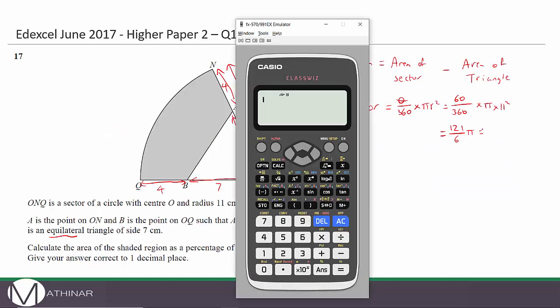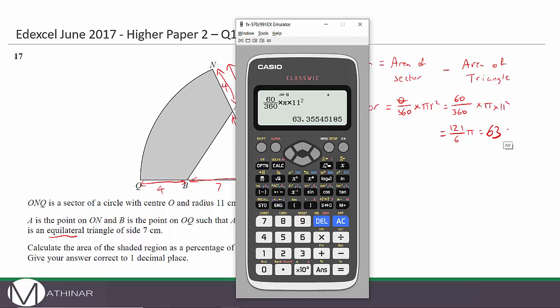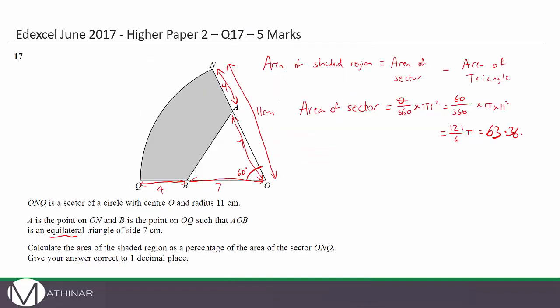If you want it as a decimal, you can type it in from the beginning. So 60 over 360 times pi times 11 squared. So we need it to 1 decimal place, so let's just go to 2 decimal places for now. 63.36 centimeters squared.